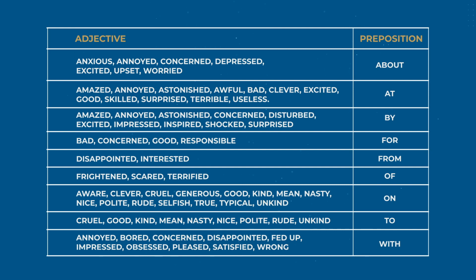Okay, we have some more like disappointed, interested, frightened, scared, terrified. Now they always form a very good collocation with of. He was frightened of watching horrible movies which scare him. Okay, we can also say adjectives like clever, cruel, generous, good, kind. They always form a pair with at or to.